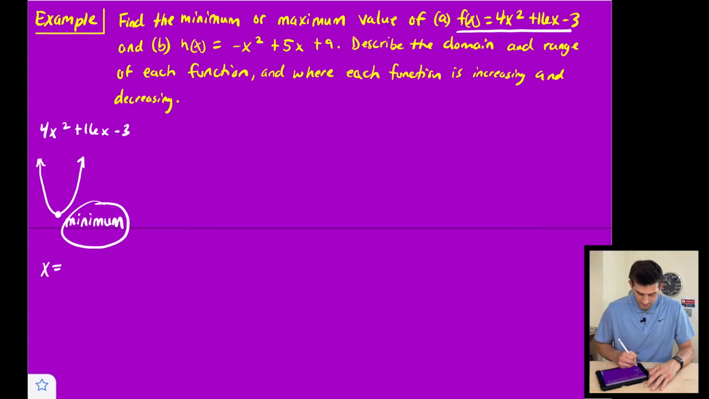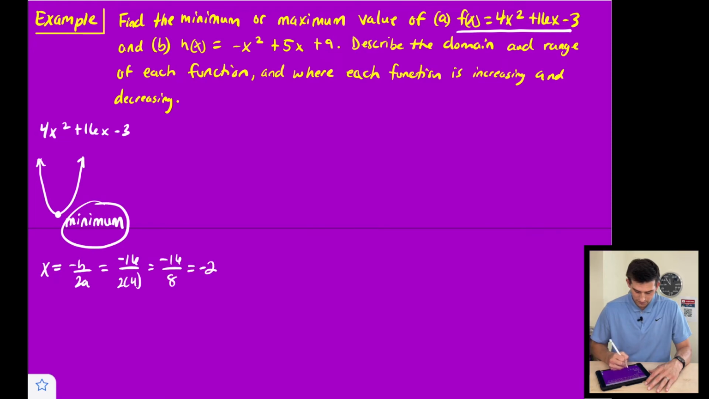So we're going to say x is equal to opposite of b over 2a. Well, b is 16, so the opposite of that would be negative 16, and then 2 times 4. So we get negative 16 over 8, which is negative 2. So now that we have x is equal to negative 2, we know that that is our axis of symmetry.